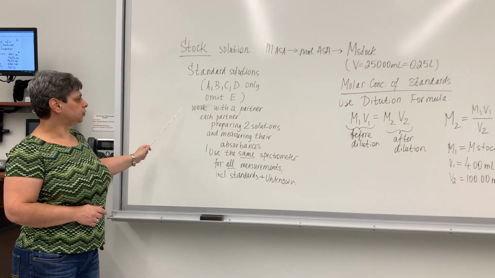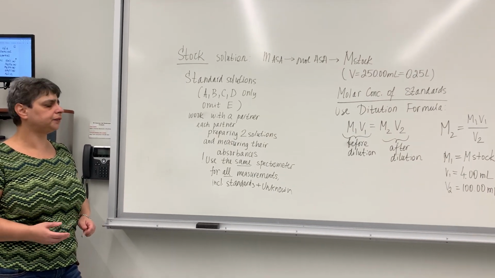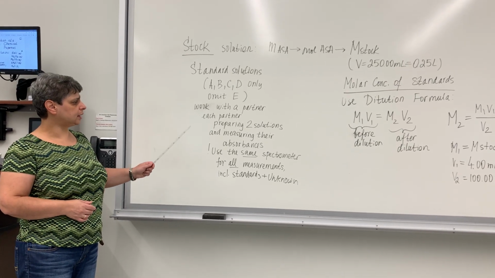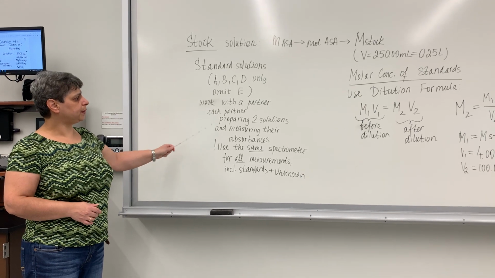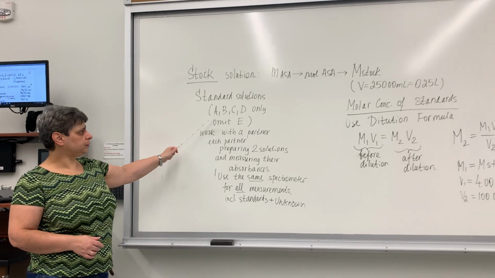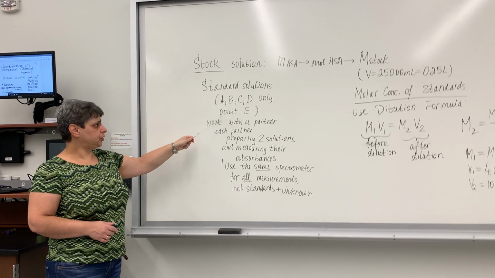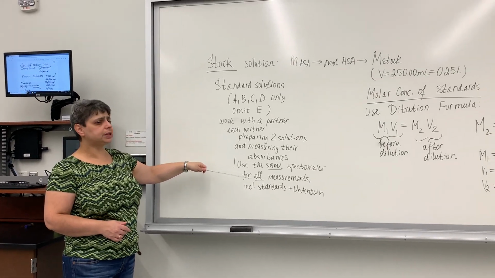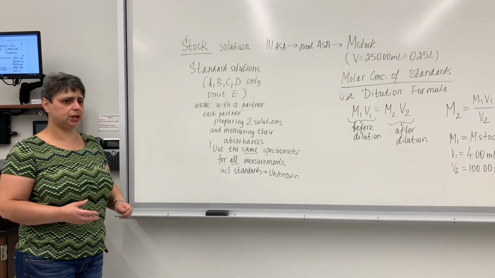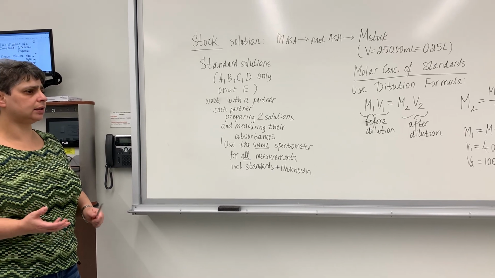And you're going to work with a partner. Now, typically you'll be working right next to each other, but because of the need for social distancing, the way I envision this happening is you're each going to prepare 2 solutions. For example, one of you will make A and B, and the other one will make C and D. And then once you've made them, you're going to measure their absorbances and share data with each other. This way, touching of the flasks is avoided and social distancing is preserved.